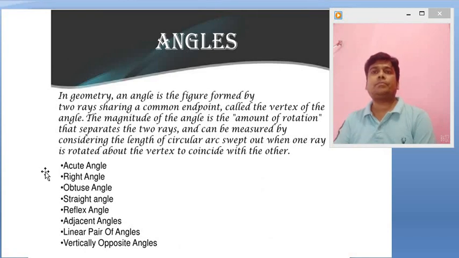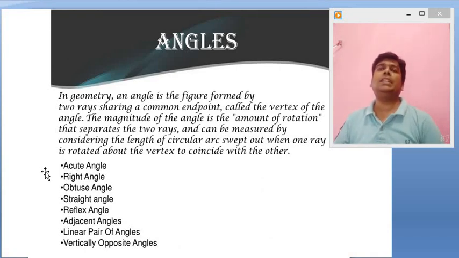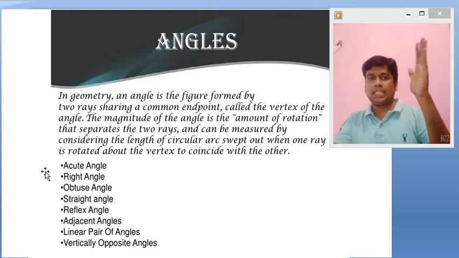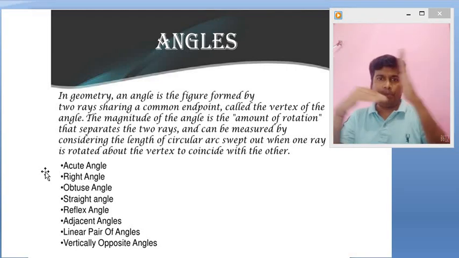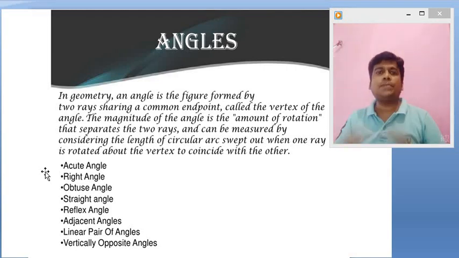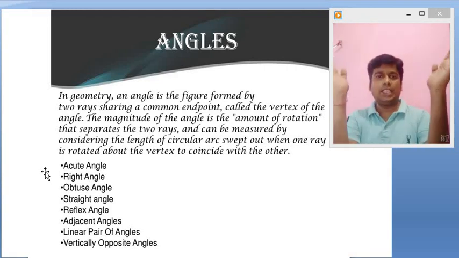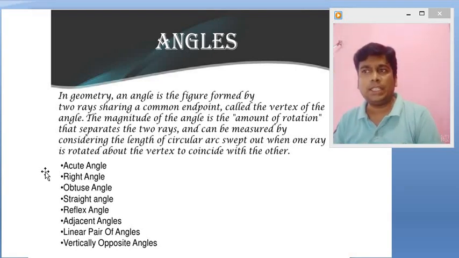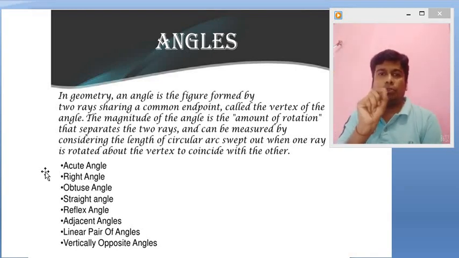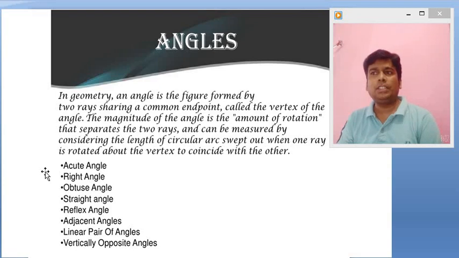Now angle. What is angle? Angle is a figure which is formed by two arms. When two rays meet at a point, angle is formed. The point where the two rays meet is called the vertex of the angle, and the two rays are called arms.